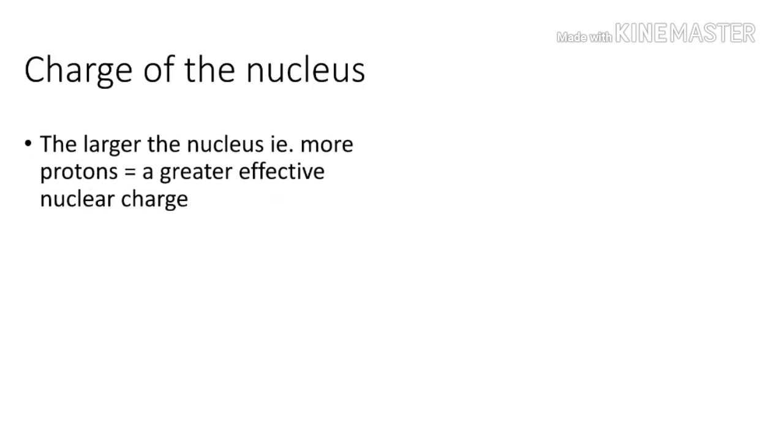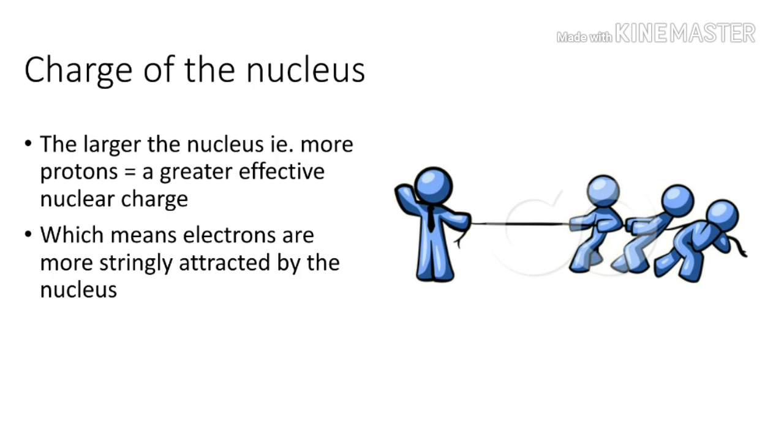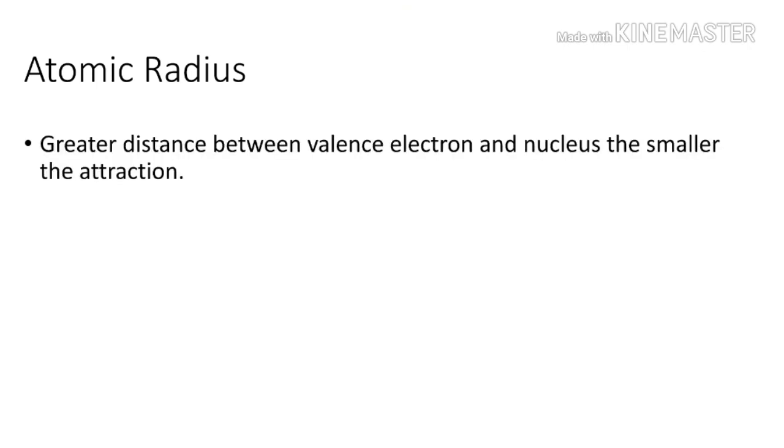The larger the nucleus, i.e. the more protons, the greater the effective nuclear charge, and so the greater the force of attraction the nucleus exerts on the electrons. Atomic radius: the greater the distance between the nucleus and the valence electrons, the smaller the force of attraction the nucleus exerts on the valence electrons.